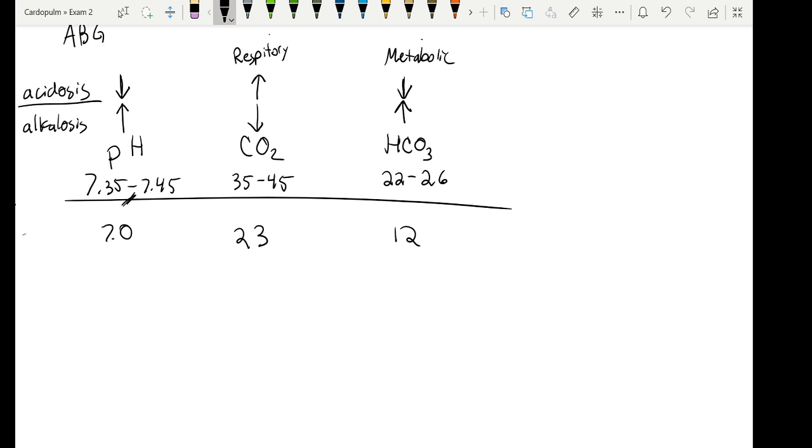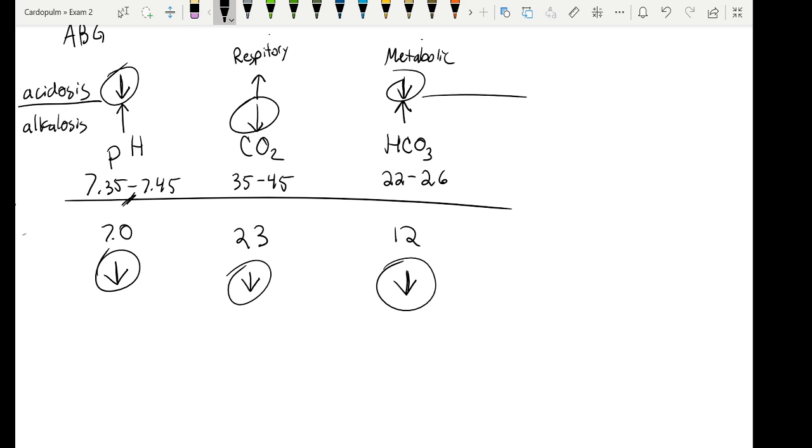So 7.0 is outside of our range, and it's low, so I'm going to put a down arrow here. 23 is outside of our range, and it's going to be low here. And then 12 right here, so we've got low here. So now we've got all down arrows. And I know you're thinking, oh gosh, I haven't seen all down arrows yet. But it's the same process. So we've still got 2 to 1 here.